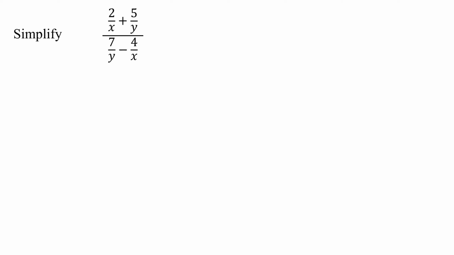The method I'm going to use is where we multiply the numerator and the denominator by the LCD of all the fractions in the numerator and the denominator. So let's find that LCD. What we do is you go to the first term in the numerator. I definitely need an x in the LCD. Go to the next term in the numerator, the 5 divided by y. Do I already have a y in my LCD? No, so I have to multiply the x by y.